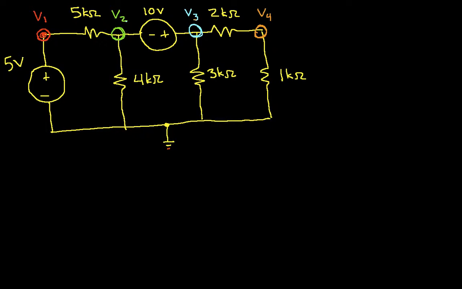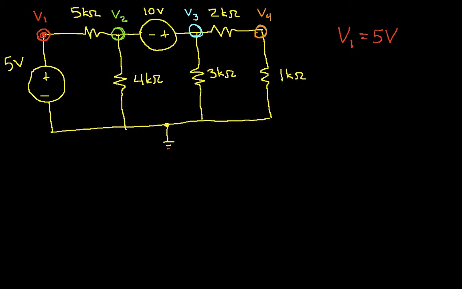You'll notice that we have a 5-volt source between node 1 and our reference node, which means that the voltage at node 1 will always be 5 volts. No matter what else happens in the circuit, this voltage source will keep the voltage at node 1 at 5 volts with respect to the reference node. So that was easy. That was kind of fun. Okay, let's look at node 2.